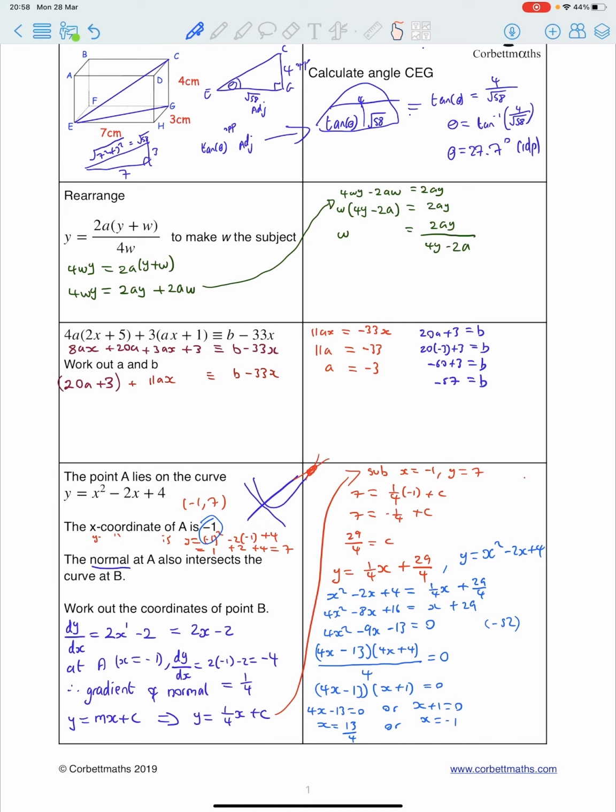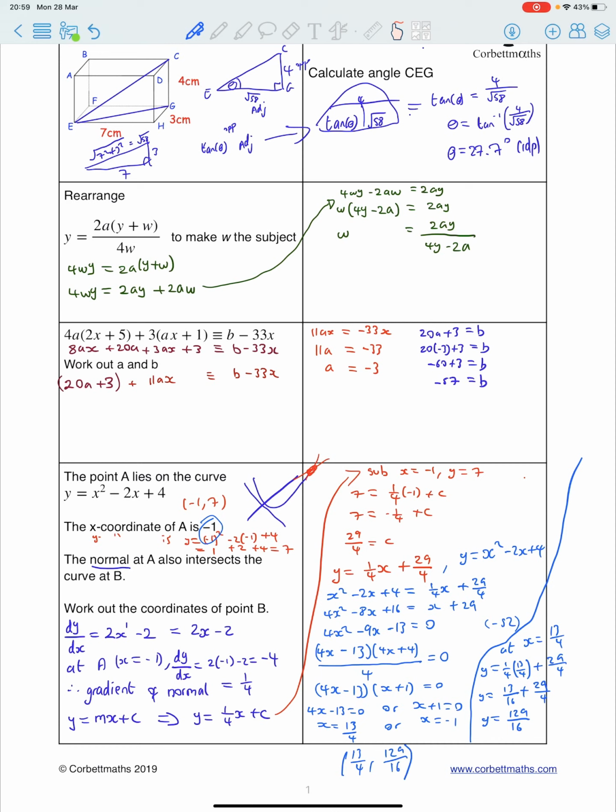Now, to work out what the y-coordinate is, I'm just going to substitute this into one of our equations. I'm going to substitute it into the normal because it seems like it might be easier. So at x equals 13 over 4, y equals a quarter times 13 over 4 plus 29 over 4. And that is going to be equal to 13 over 16 plus 29 over 4. But 29 over 4 is the same thing as 116 over 4. So 116 plus 13 is 129. So y equals 129 over 16. So our coordinates finally are 13 over 4, comma, 129 over 16.